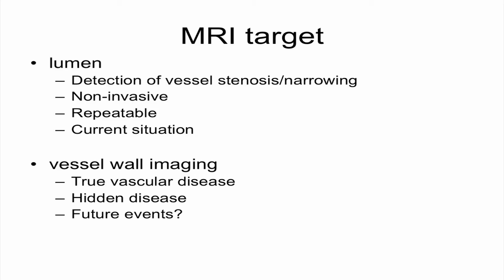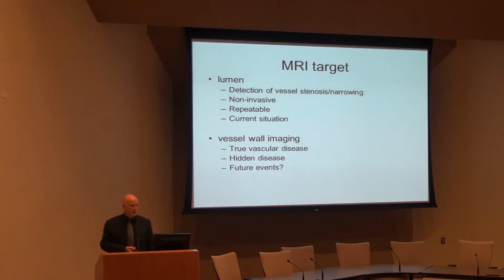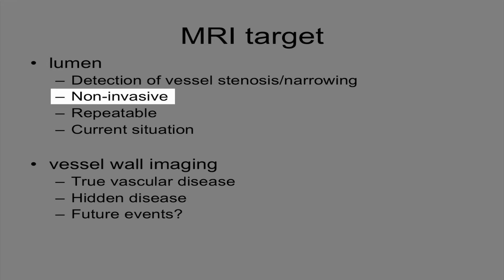What we can aim our MRI scanner at is the lumen, looking for vessel narrowing and stenosis. This is something we've been used to for the last 20 years with all of our techniques in medical imaging angiography. With MR, it's non-invasive, it's repeatable, and certainly gives you a snapshot of the current situation of the patient, of their stenosis and risk.